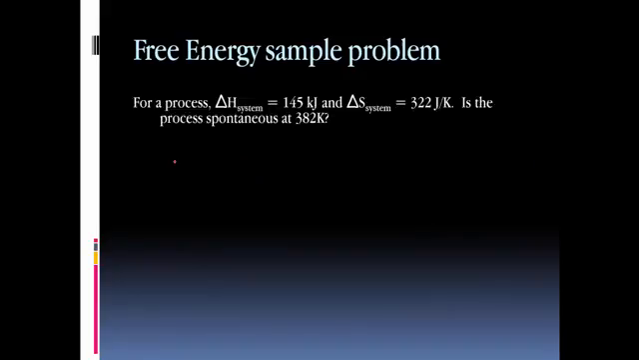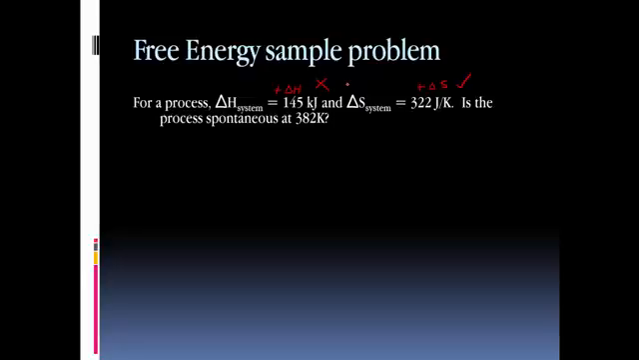So here's an example problem for free energy. For a process, delta H is 145 kilojoules. Again, that's a positive delta H, that's not favored. And delta S is 322 joules per Kelvin. That's a positive delta S that is favored. So this is a situation where we have that disagreement. We don't know if the reaction is going to happen or not.